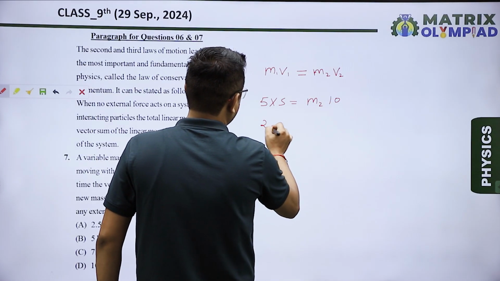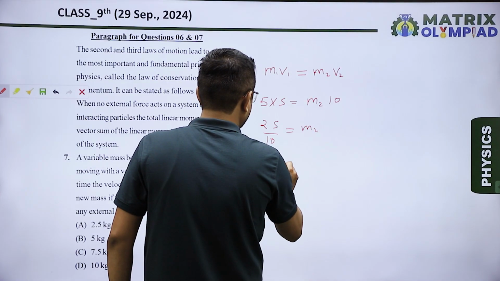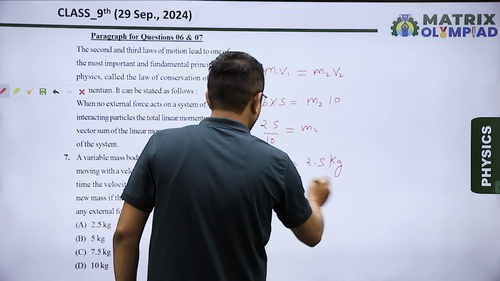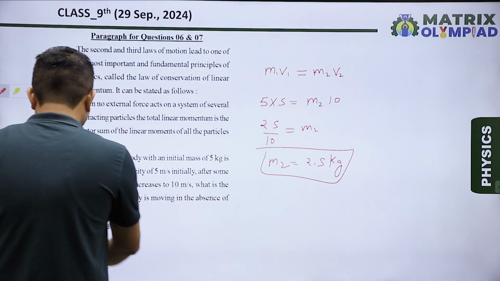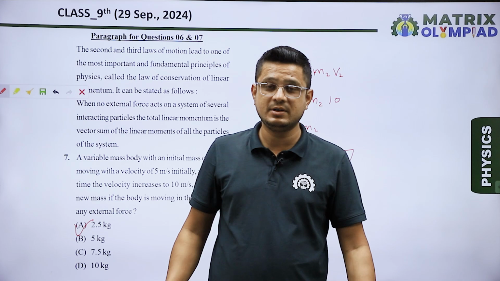Okay, so this becomes 25 divided by 10, which is equal to m2. So m2 becomes 2.5 kg. Okay, so our correct answer is option A. So we have discussed all the questions of the physics subject.